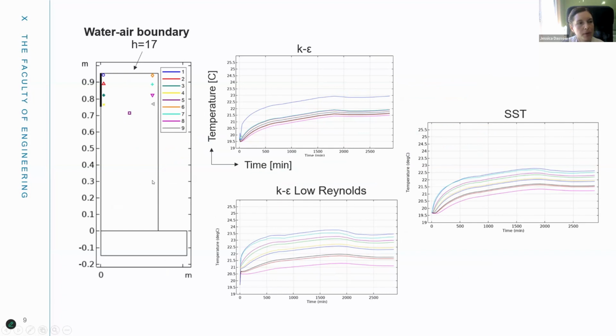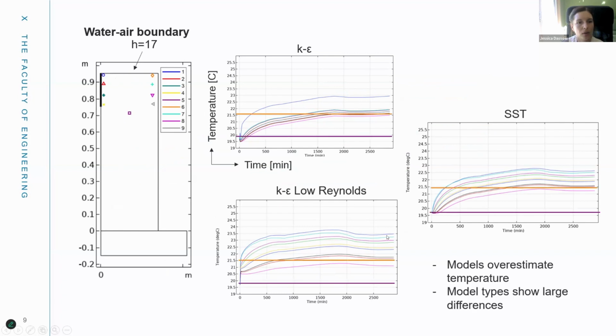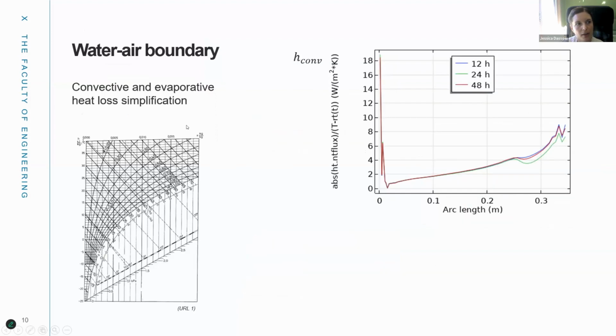So for the small scale model, we're gonna set that up similarly to the large scale one, and we need to make a few assumptions again on the walls or the boundaries here in this model. And what we can see is that these different model types all overestimate the temperature despite adjusting our boundary settings. And they also differ quite a lot, which is not good. So we need to go back and look at what we actually simplify there at the water-air boundary, for example.